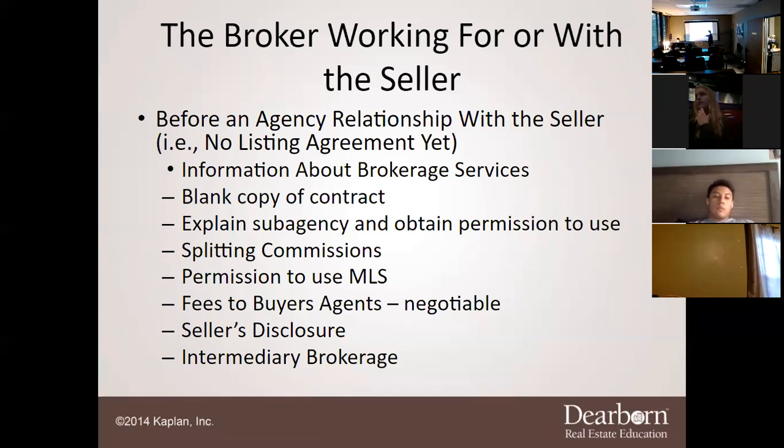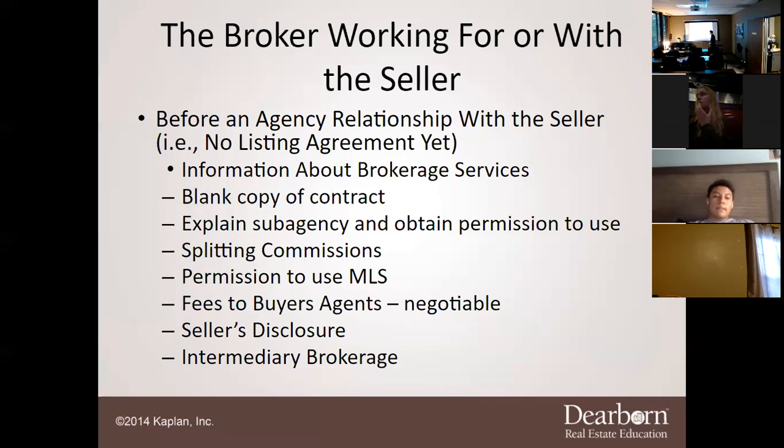And also any permissions to use the MLS. You're gonna list the property, so you have to get permission from them to actually list it on the MLS. Any fees to the buyer's agents, which is of course negotiable. You're gonna have to explain to them the seller's disclosure and get that form to them.